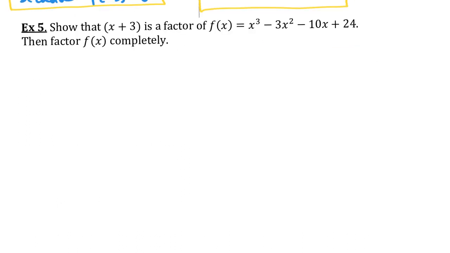Okay, now we're learning the factor theorem to factor higher degree polynomials. So this is going to show you how we're going to end up factoring higher degree polynomials, and they're going to tell you one of the factors. Okay, so this says show that x plus 3 is a factor of this polynomial, and then we're going to factor completely. Now, in the last section, if we saw something like this, we would factor by grouping.